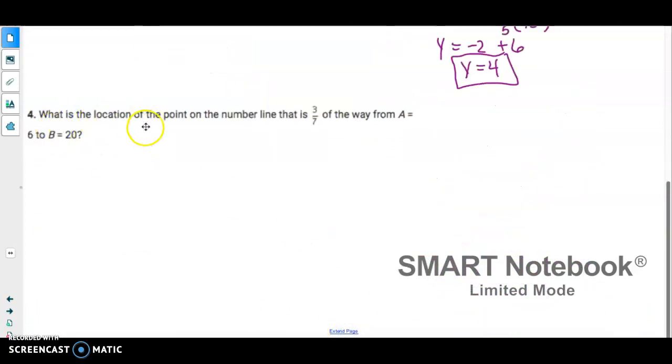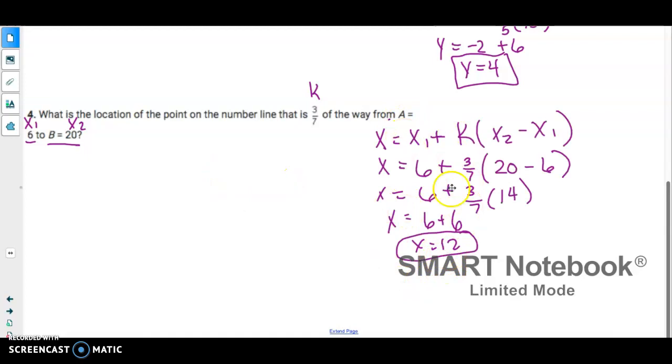Last one here. What is the location of a point on a number line that's 3/7, this is our k, of the way from A, which is 6, to B, which is 20. Now we're only given one value here. So we can just assume this is like x1, x2. Since we're not given a second value, we know this is on a horizontal line. So I can go ahead and find that answer here. So I'm going to let you try this one and then you can check my work. All right, so you should have gotten x is equal to 12. So once you put everything in, x should have been equal to 12.